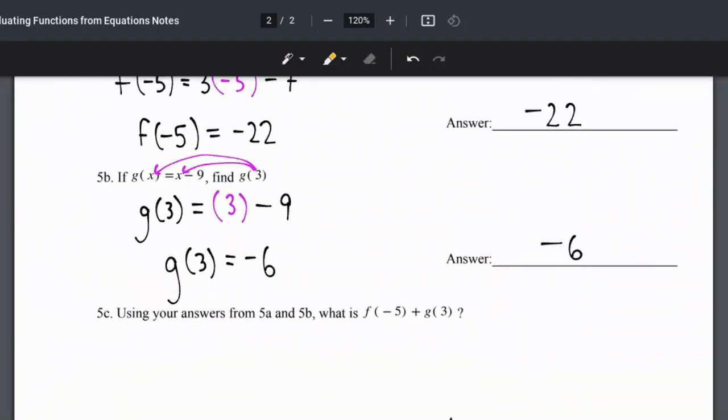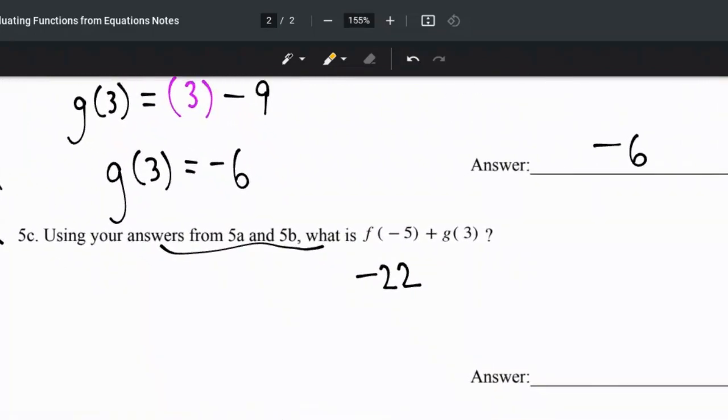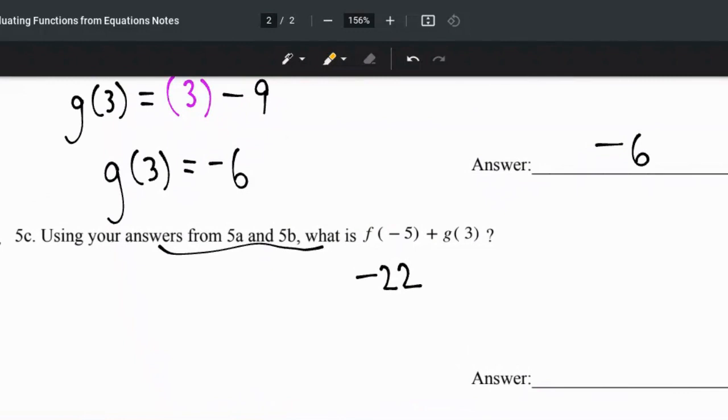And then this is something that you'll see again. It says, using your answers from 5a and 5b. So now we're looking back up at these answers. What is f of negative 5 plus g of 3? Well, when we did f of negative 5 in part 5a, we got negative 22. And then when we just did g of 3 in part b, we got negative 6. So we're doing negative 22 plus negative 6. And when we add those up, we get negative 28.